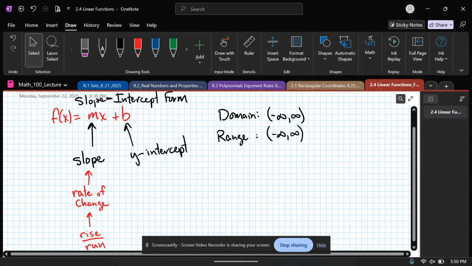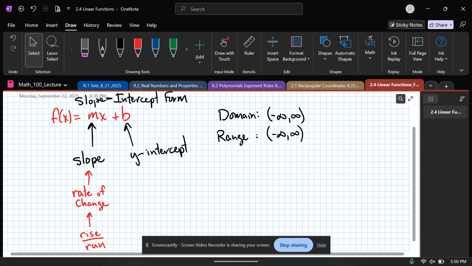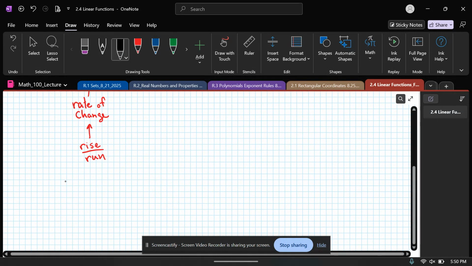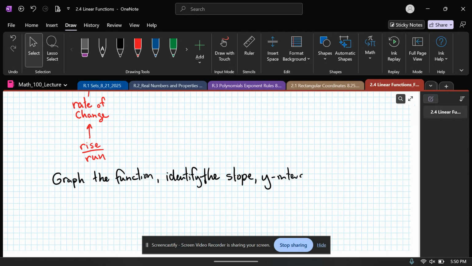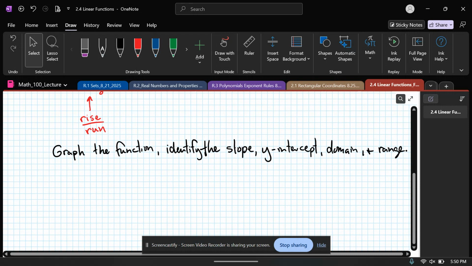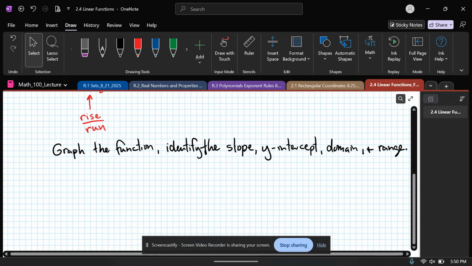Okay, so let's graph a few equations and identify the slope and the y-intercept. So graph the function, identify the slope, y-intercept, domain, and range. So a lot of things there, but the domain and range, if we're in slope intercept form, should be gravy.